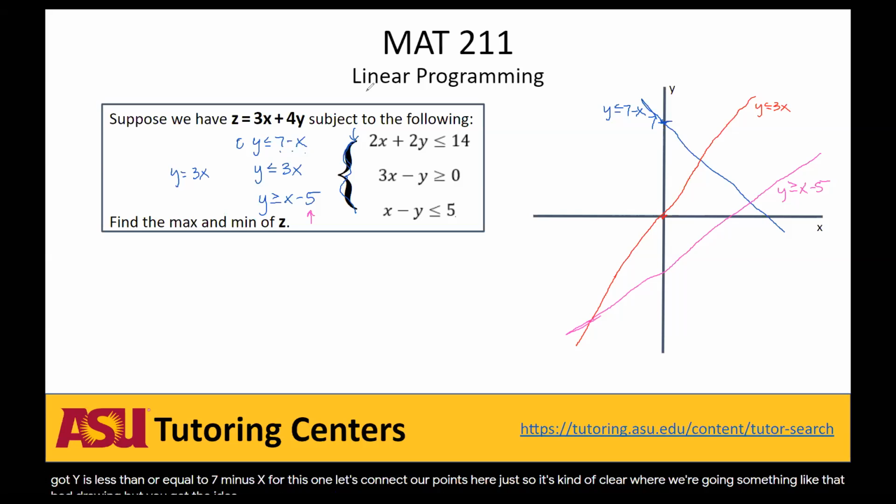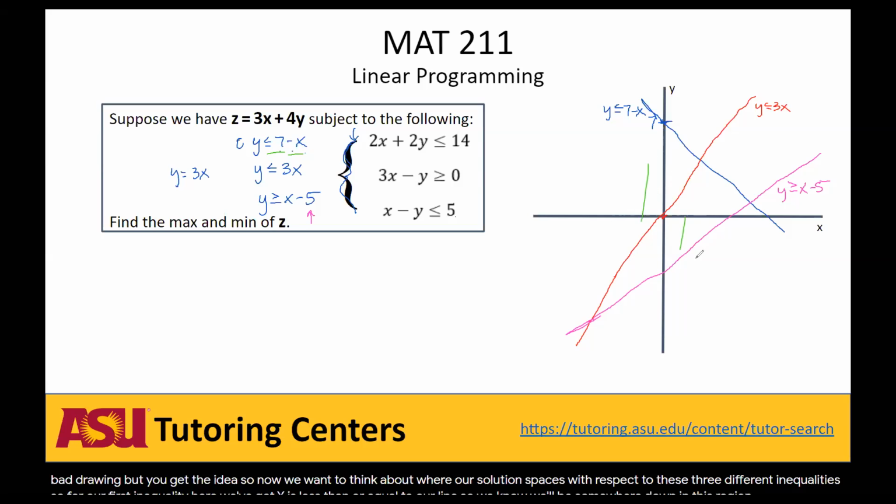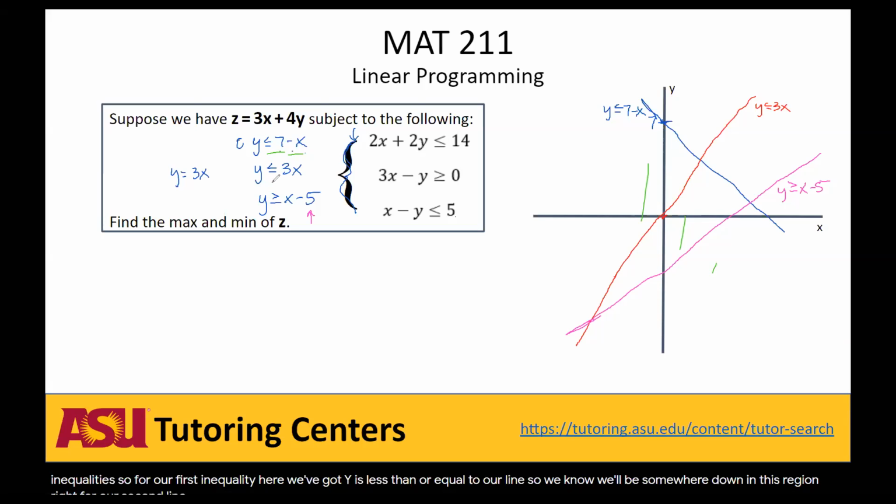So now we want to think about where our solution space is with respect to these 3 different inequalities. So for our first inequality here, we've got y is less than or equal to our line. So we know we'll be somewhere down in this region, right? For our second line, we also know that y is less than or equal to 3x. So that implies that we're over here somewhere. So let's get rid of this line here because it's not part of our set anymore.